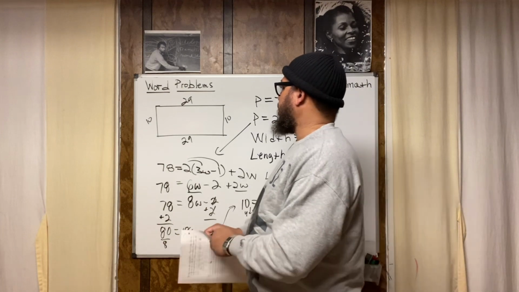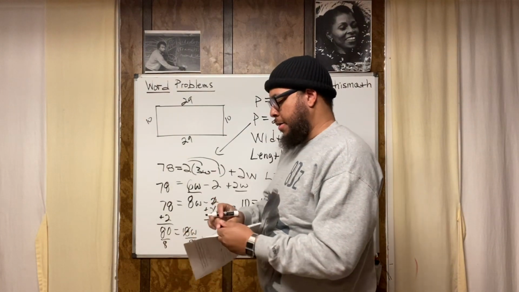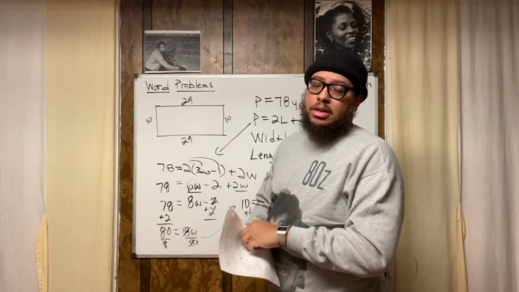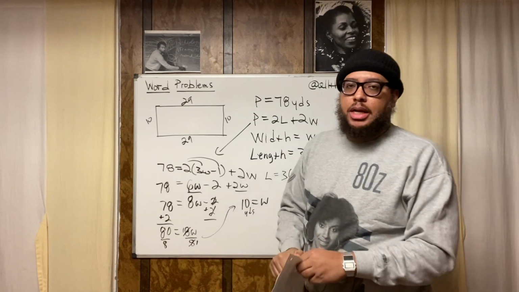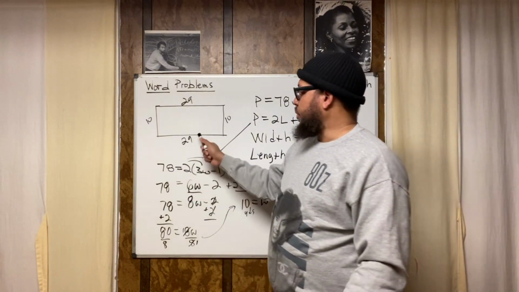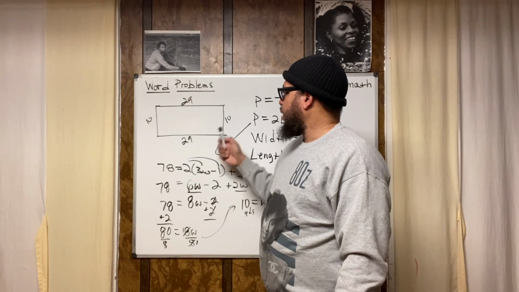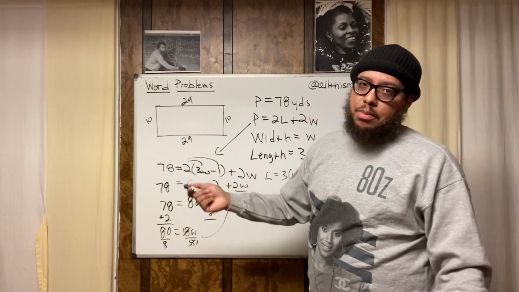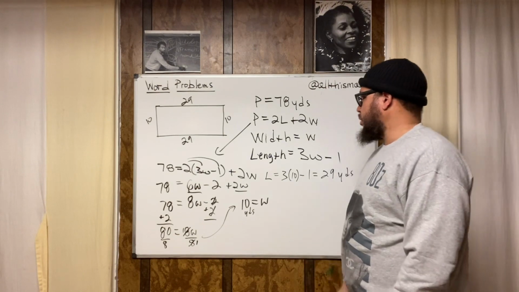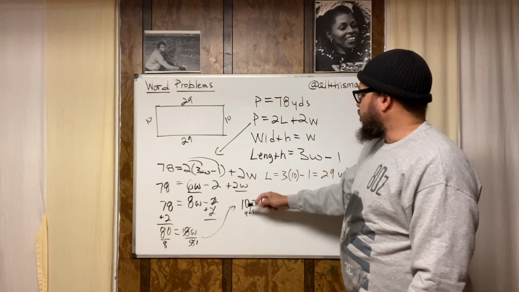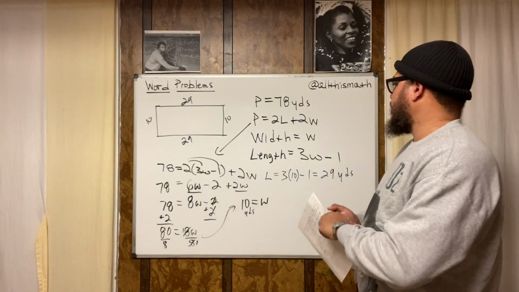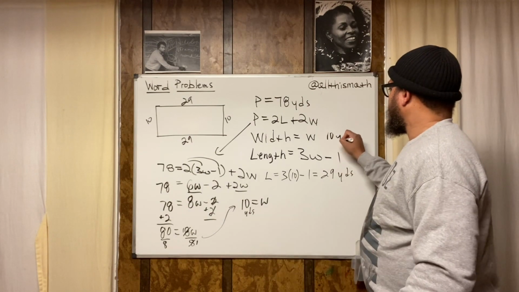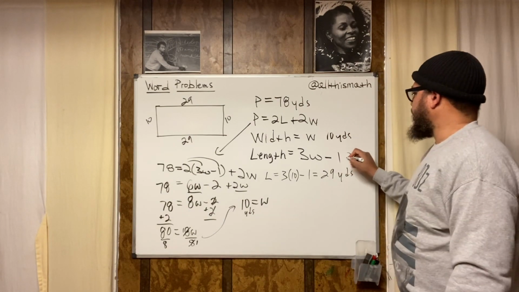So let's say, what's 29 plus 29? 20 and 20 is 40. 9 and 9 is 18. 40 and 18 is 58. So this side plus this side is 58. Then that's 10 and that's 10 and that's 20. So what's 58 plus 20? 58 plus 20 is 78. So we good. So the width is 10 yards. The length is 29 yards.